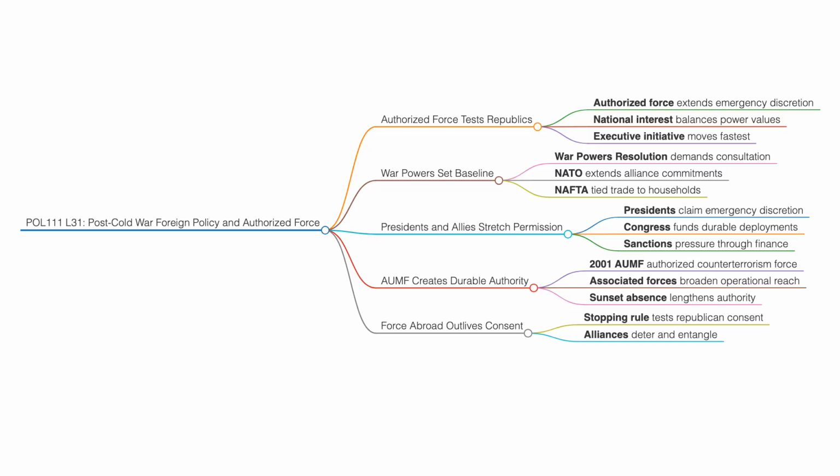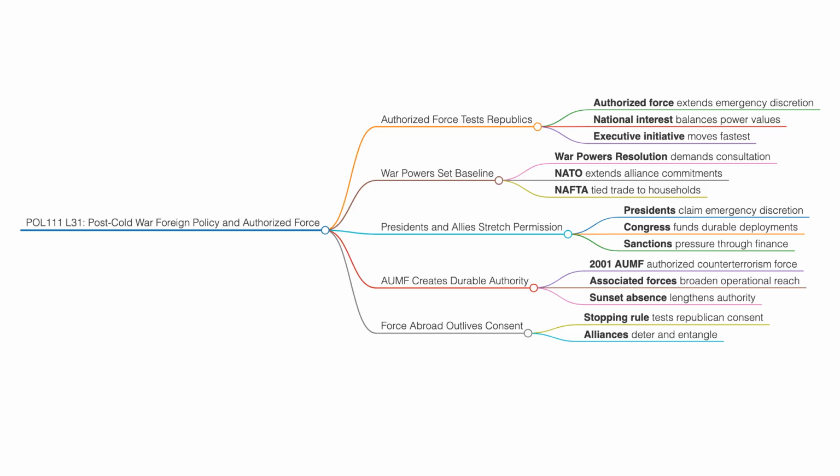The first test came before the Soviet ashes cooled. Congress passed the 1991 authorization for use of military force against Iraq after Saddam Hussein invaded Kuwait, and President George H.W. Bush led a coalition war under both congressional and United Nations cover. That episode suggested the post-Cold War order might rest on limited coalition enforcement.